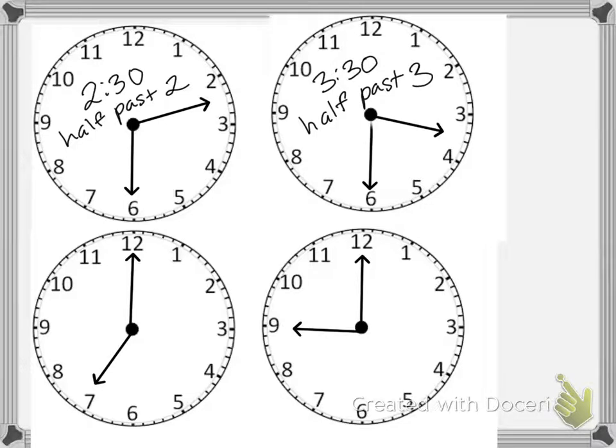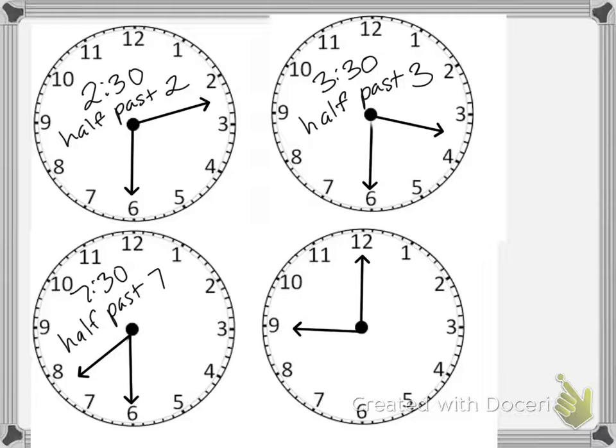All right, let's start with 7 o'clock. If I want to go to half past 7, I would take my minute hand and it would go to the 6, and my hour hand would move between the 7 and the 8, so halfway in between. So this time is 7:30 or half past 7.